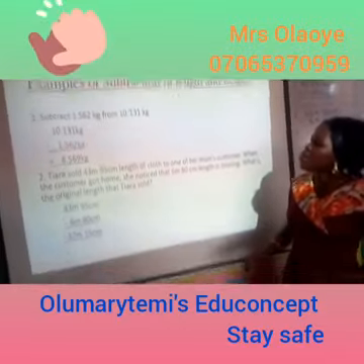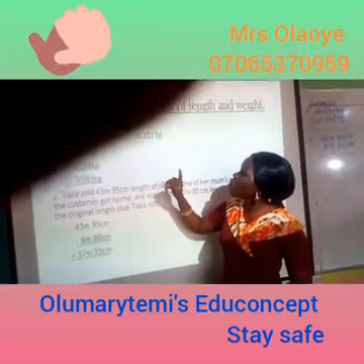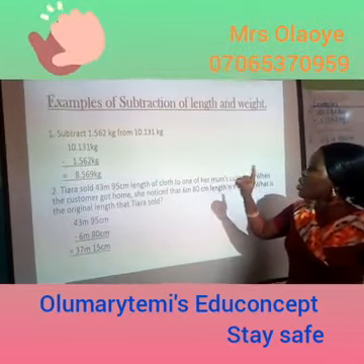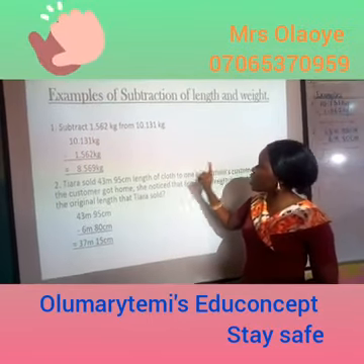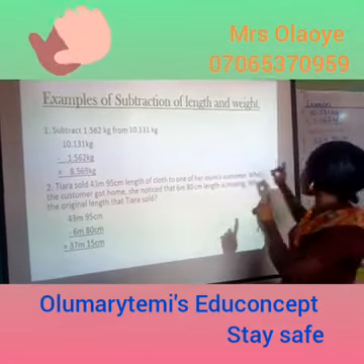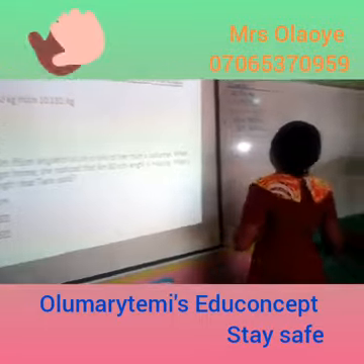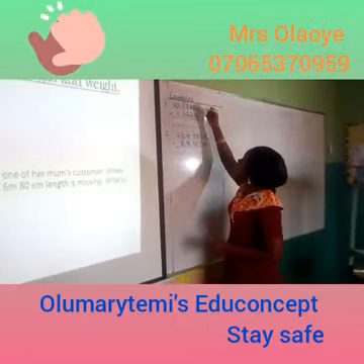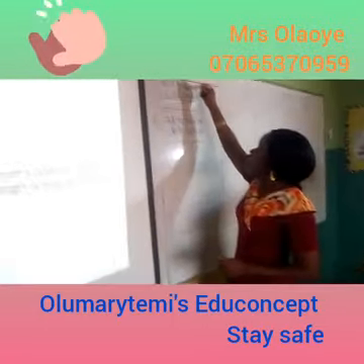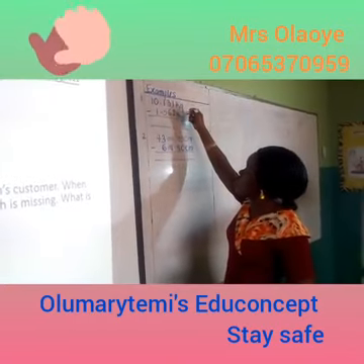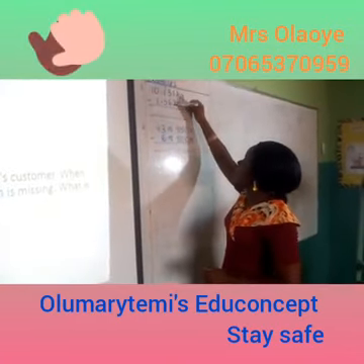Our first example says subtract 1.562 kilogram from 10.131 kilogram. We're simply going to solve that on the board. Can you come with me? We have 10.131 up because it's bigger. We're subtracting the smaller one from it. So 1 minus 2 cannot go right.